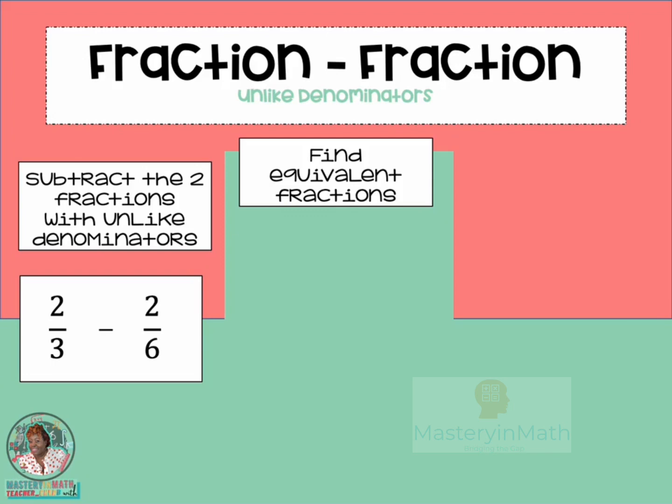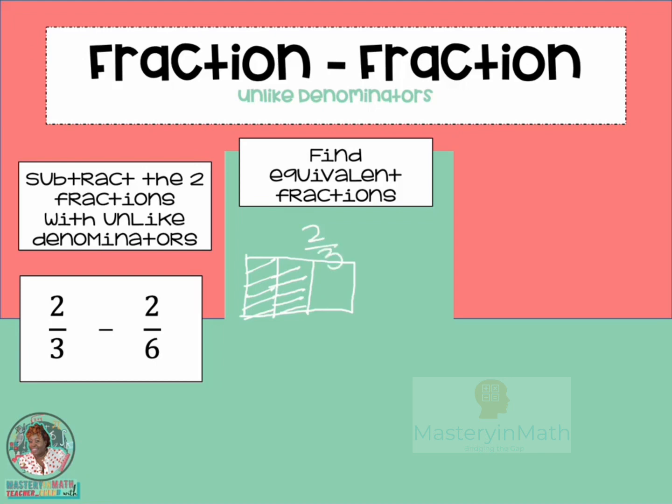by drawing bar models. So let's represent our 2/3. I'm going to draw a rectangle and I'm breaking it up into 3 parts because my denominator is 3. And I'm going to shade in 2 parts because my numerator is 2. This is our 2/3.